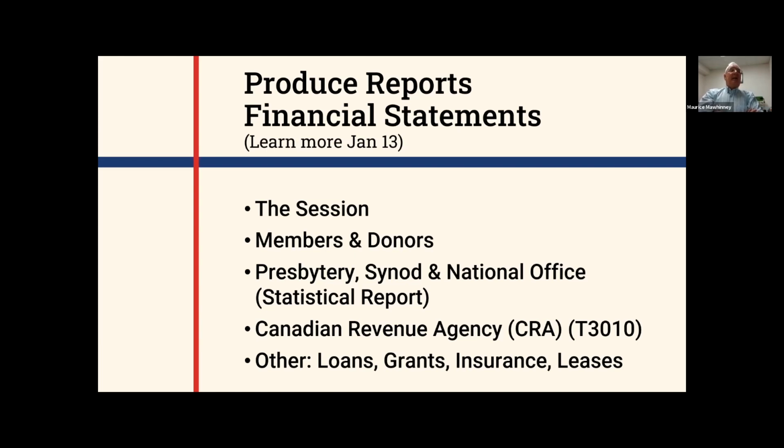Within the Synod, the Presbytery, and National Office, particularly when reporting on the statistical report, the financial statements need to accompany the statistical report that is held at Winford Drive. We also need to produce the statements, and when the statements are done, we also need to then send them to the CRA along with the T3010, which is the charitable information return that needs to be filed annually. Assuming that if you've got a December year end, the filing date for that would be June 30th going forward.